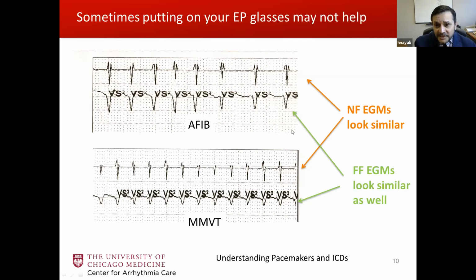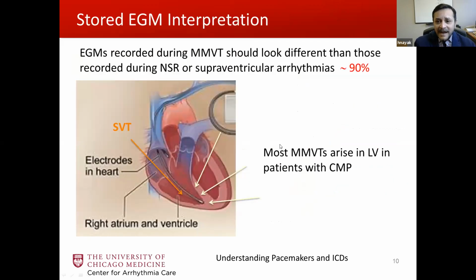So the near field electrograms look similar, and the far field electrograms look similar as well, which is why this case was challenging. And it was fortuitous that we had this patient on telemetry that we were able to really tease this out. What's the concept here? The concept here is that most monomorphic VTs arise in the left ventricle, especially in patients who have myopathies, right? And most patients with defibrillators have some sort of myopathy.